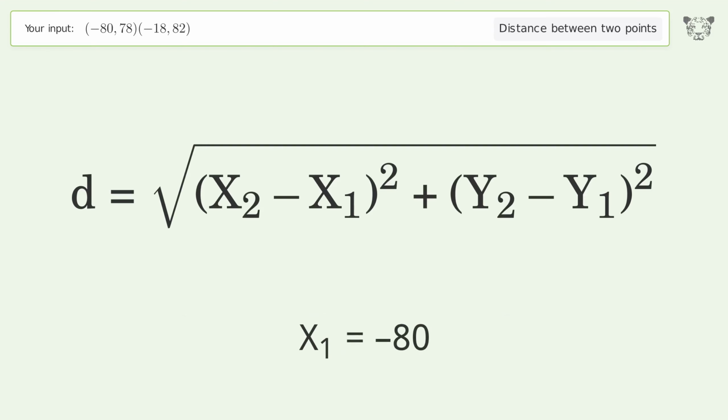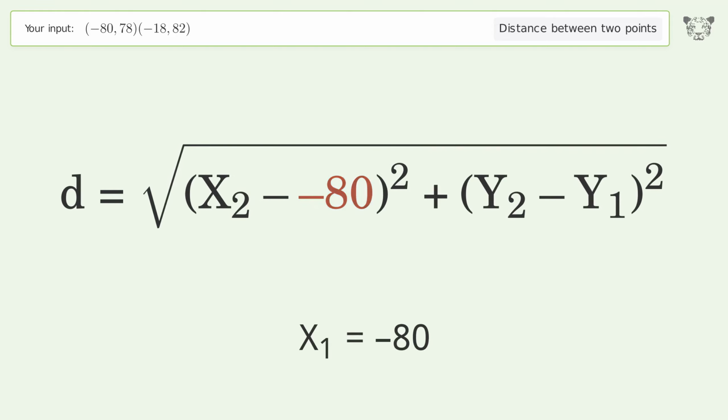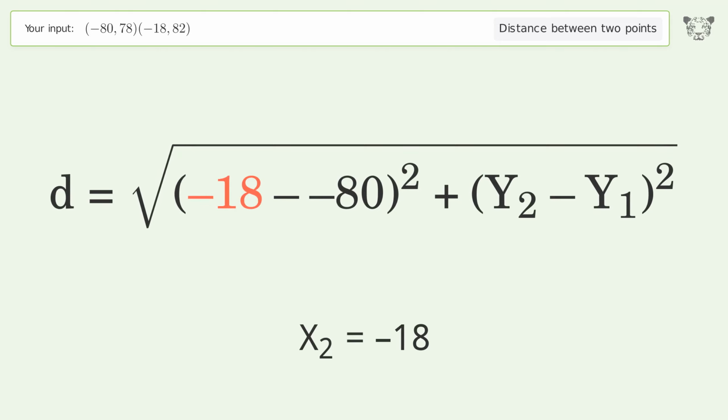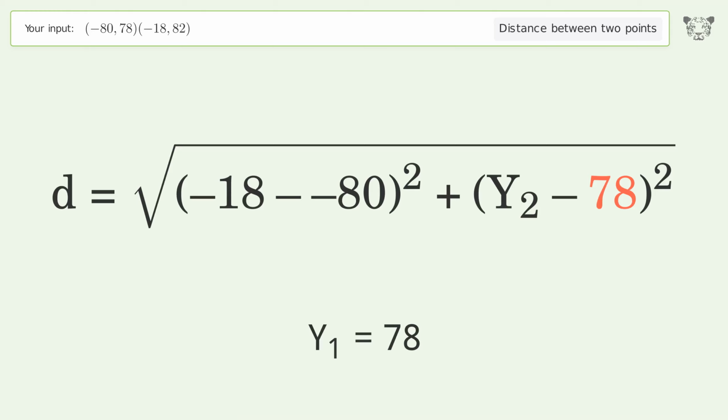x1 equals -80. x2 equals -18. y1 equals 78. y2 equals 82.